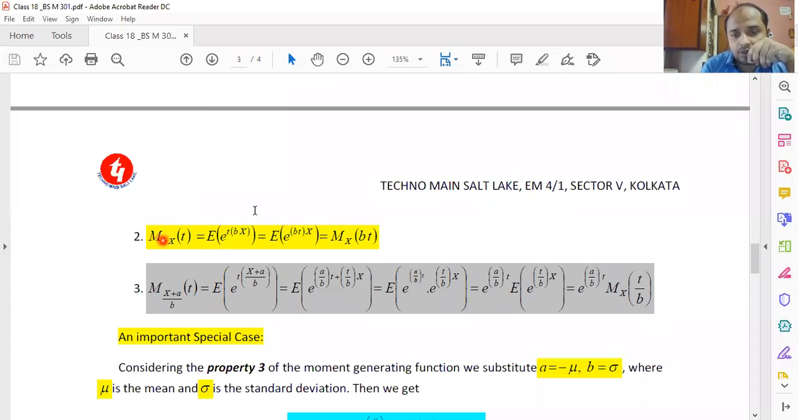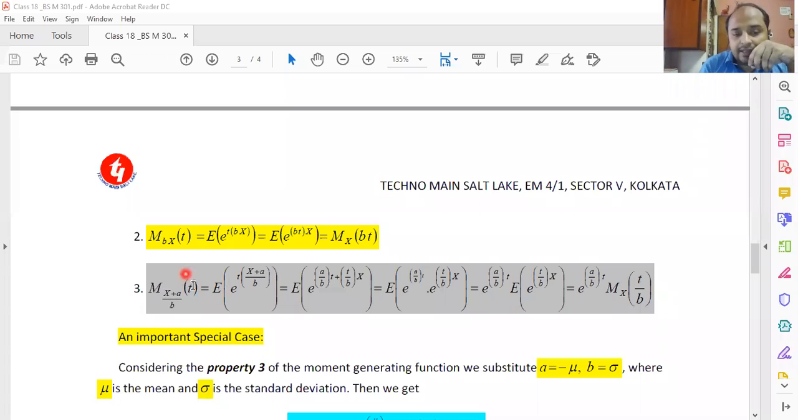Now, I am just going to apply a little bit of a trick here. I'm putting this t and b together and I'm writing expectation of e to the power bt multiplied by X. And what will that be? If expectation of e to the power tX is MX(t), so expectation of e to the power btX will be MX(bt). So I'm writing this. See how easy?